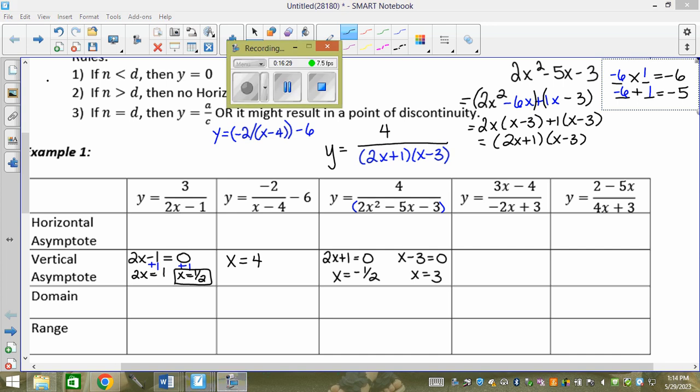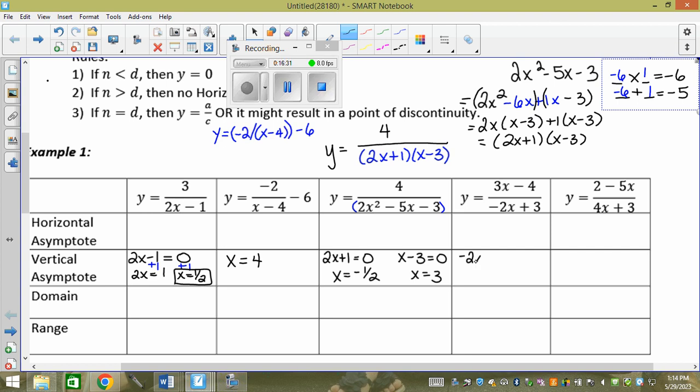This one, we have negative 2x plus 3 equals 0. So negative 2x equals negative 3, and then x equals 3 halves. That would be 1.5. And then this one, we have 4x plus 3 equals 0. 4x equals negative 3, and x equals negative 3 over 4.